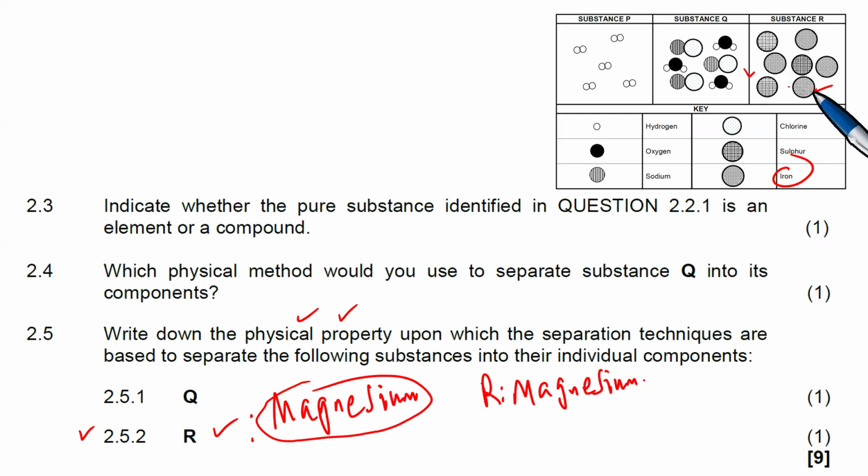You can see these things, they look like this in the key, okay? These round objects are called iron, and these ones that have crosses are sulfur. So you have iron and sulfur. Now in this kind of mixture, which is called a heterogeneous mixture, how would you separate it? Use magnesium to separate sulfur and iron. Okay, next question.